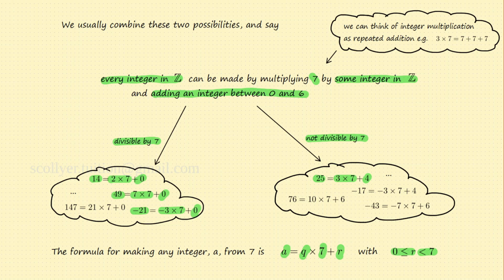In the case where the integer that we add is 0, then we are creating an integer that is divisible by 7. If the integer we add is not 0, we're creating an integer that is not divisible by 7. And it's worth pointing out that since we can think of integer multiplication as being repeated addition, i.e. that 3 times 7 is simply shorthand for 7 plus 7 plus 7, then we could think that we are creating integers by repeated addition of 7.